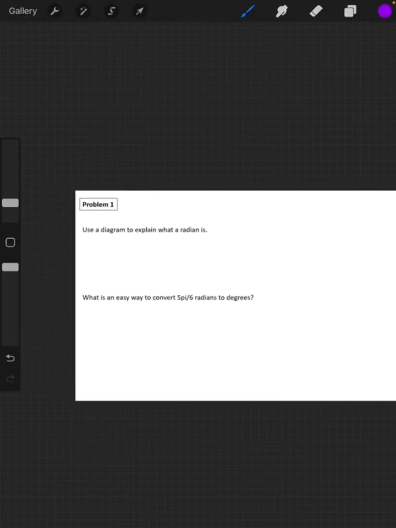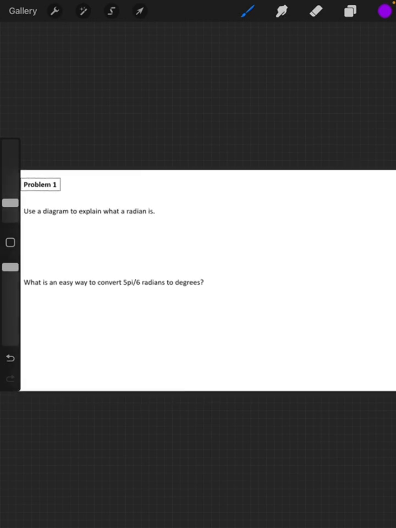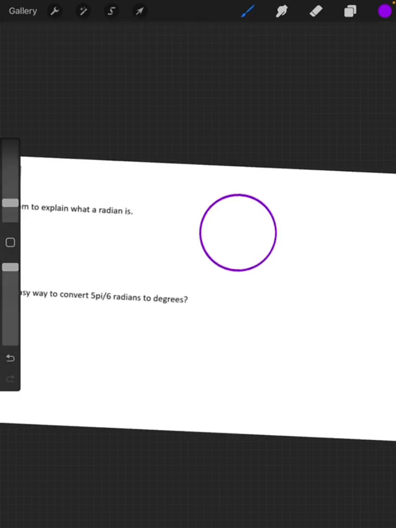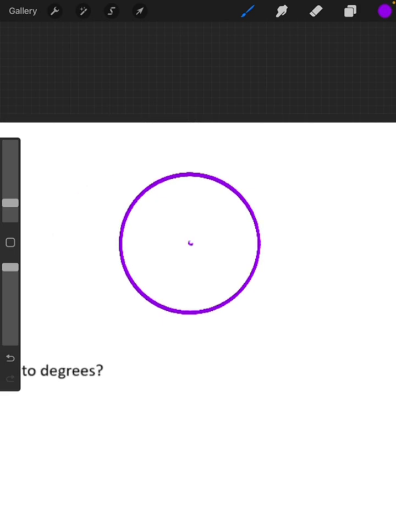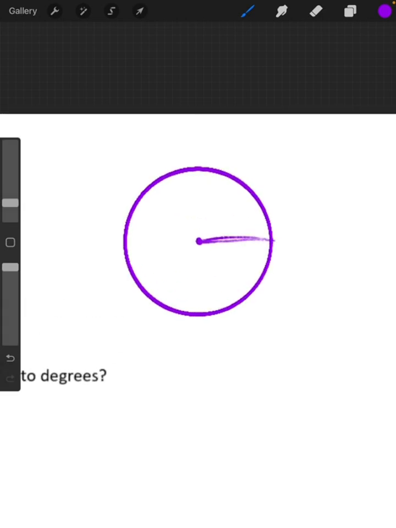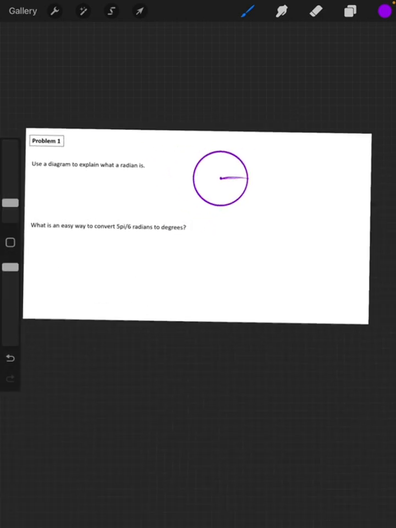First problem, we need to use a diagram to explain what a radian is. So the best way to do this is to make a circle. And we know that a radius is the length from the middle part to the edge. That's the radius.